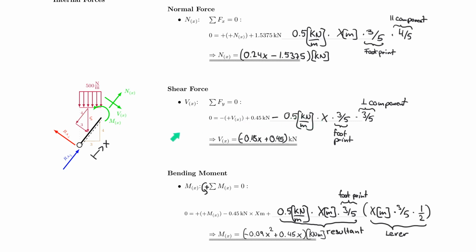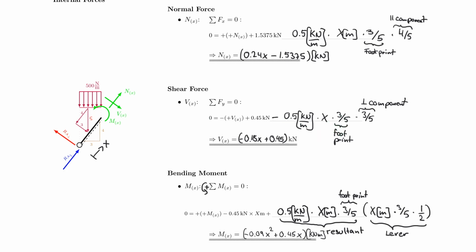Very similar for the shear force. For the shear force, we needed the perpendicular component. So that is this part here. But again, instead of 500 per meter, so if x is a meter long, this 500 is actually shorter, or the horizontal distance is actually shorter of the 500 Newton per meter. So therefore we use the footprint.